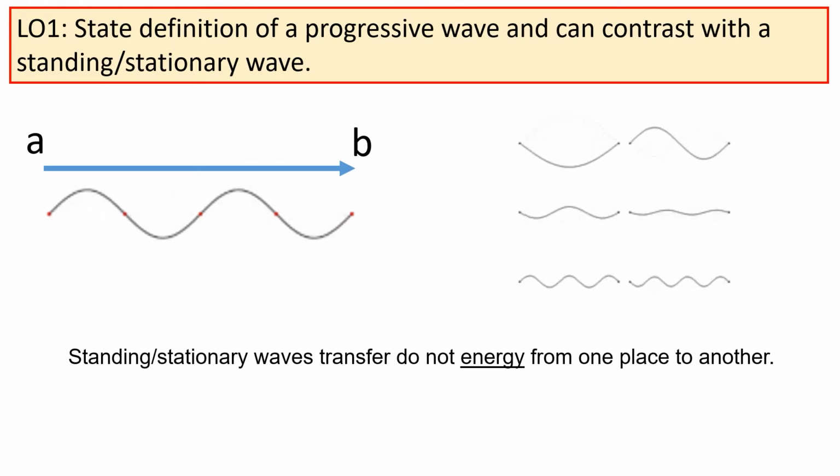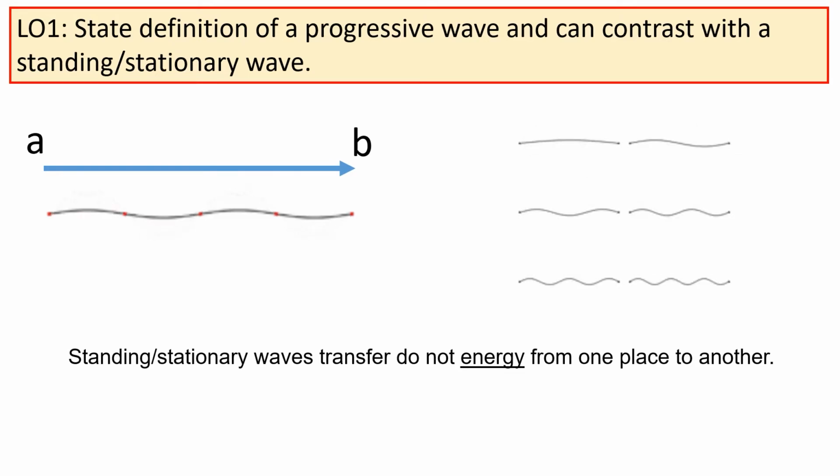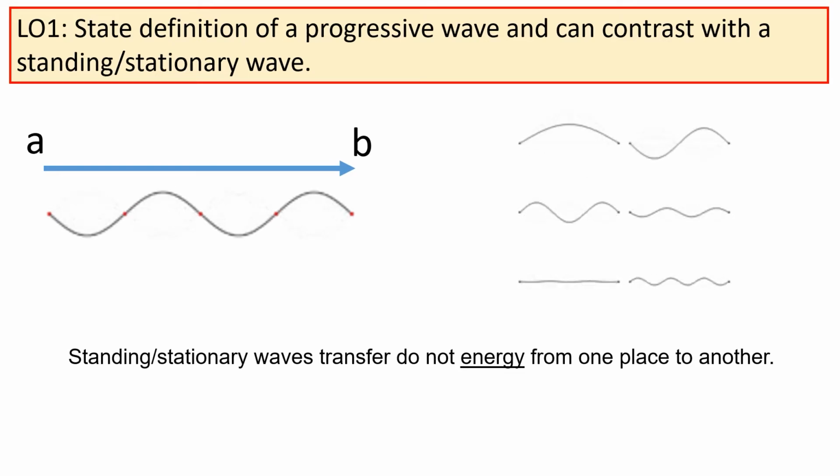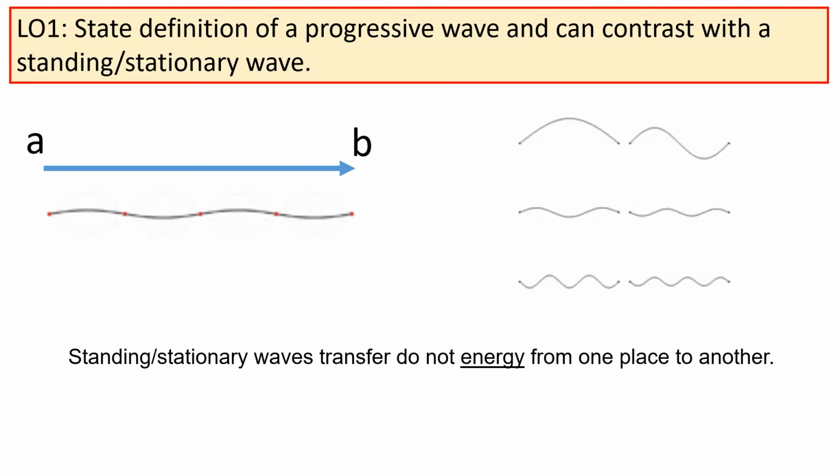As you can see, the endpoints for a standing wave always have a fixed displacement. That is, they do not move. Hence, no energy is transferred from one end of the standing wave to the other.